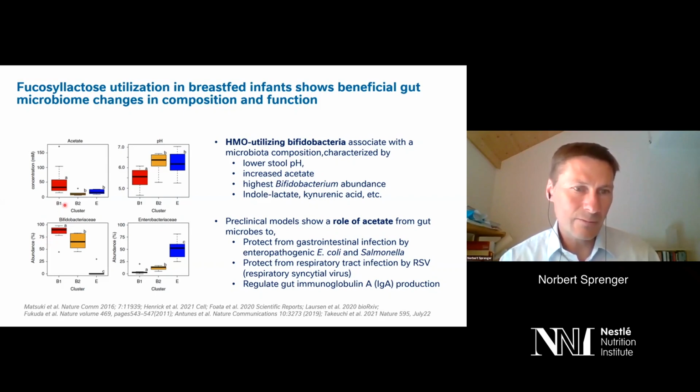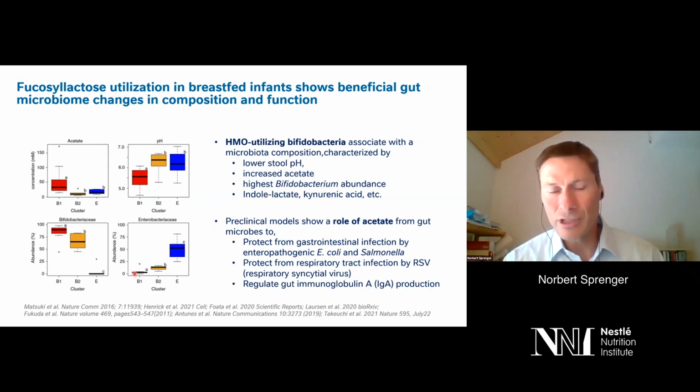And what happens in this community type compared to the others? Even here, another one that is very dominated by bifidobacteria, but not as high as the red one. You can see the higher abundance of acetate compared to the other groups. You see the lower pH as an overall measure of the different organic acids that modify the pH. And you can see also other bacterial groups like the Enterobacteriaceae that are very low in the group that has the highest bifidobacteria. So overall, there is an ecology generated when there is utilization of HMOs that looks very beneficial. And recently, other metabolites were also identified, like indolelactate and kynurenic acid, that are important for immune development, that are highly produced by bifidobacteria.